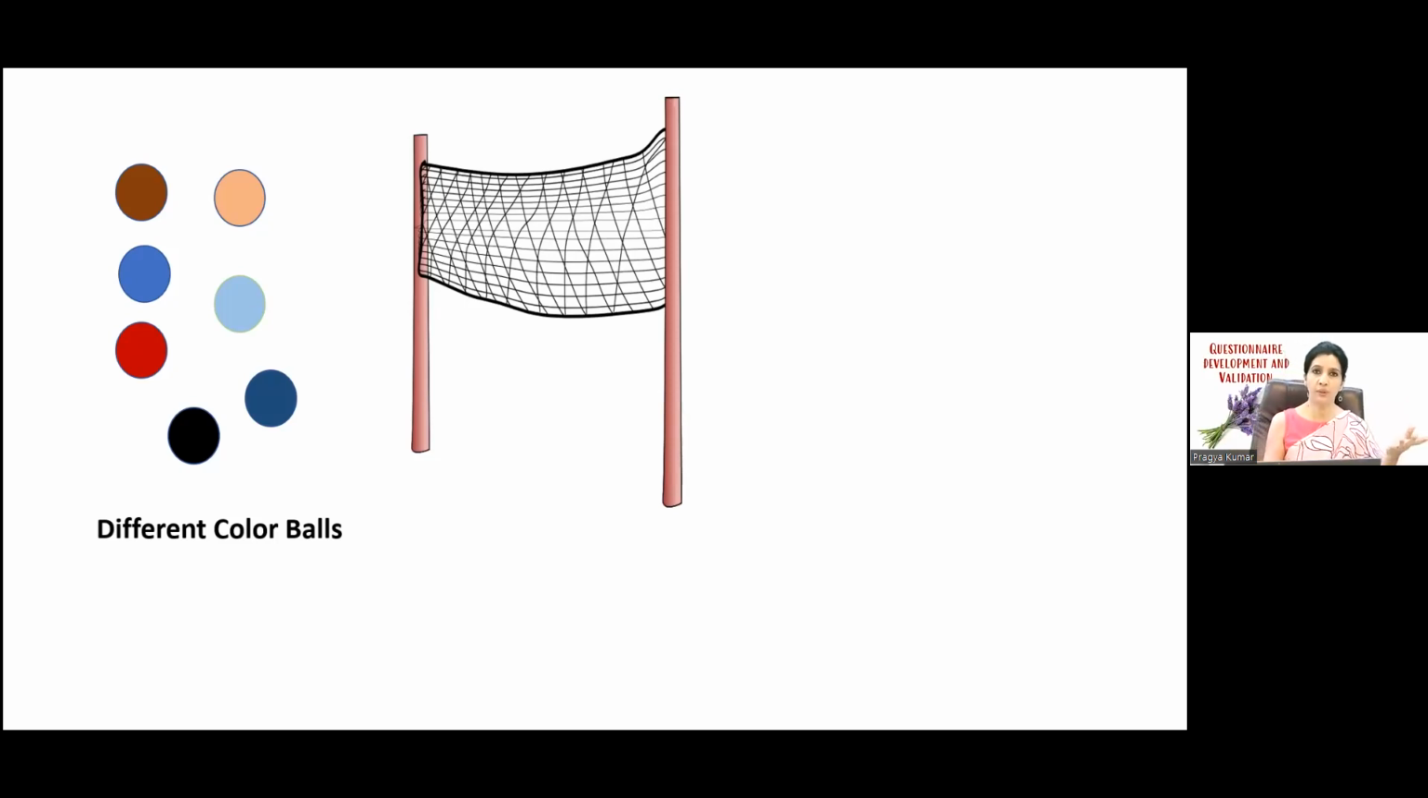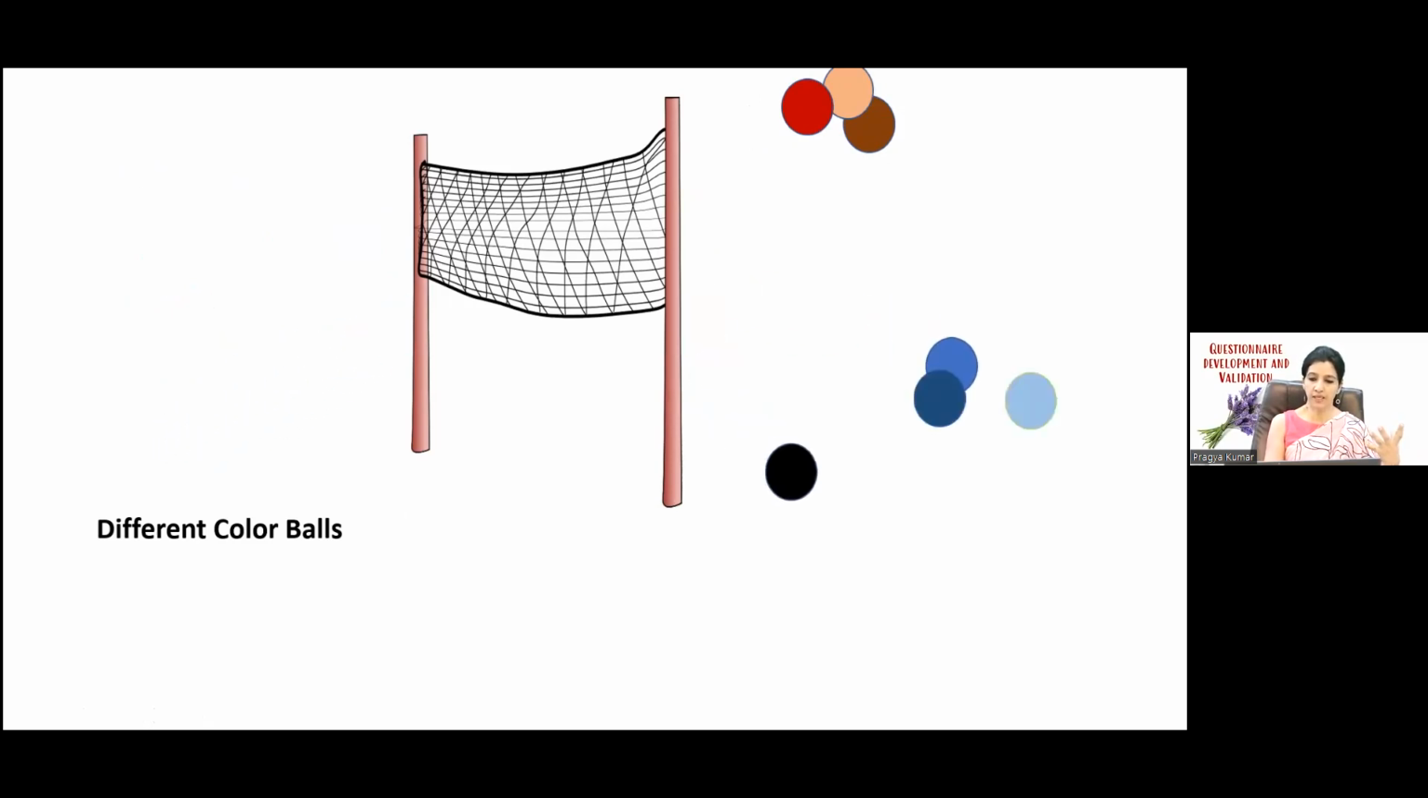So it is like, you can see, this is just one analogy. There are different color balls here. You can see there is a brown color ball, there is a peach color, blue, shades of blue, red and black. And if you want to make a grouping of this, you can group all blue looking together in one place, maybe black as a different group, and maybe all shades of peach, orange and red together at one place. So this is the grouping. You can take each ball as an individual item and maybe each group as a factor.